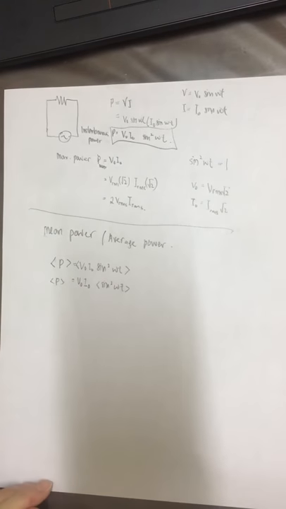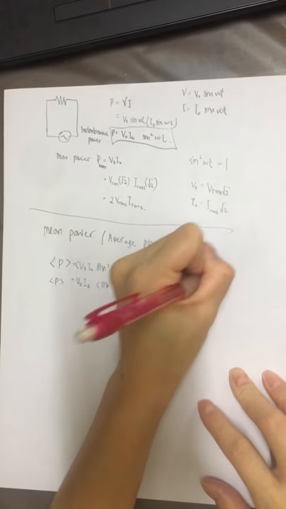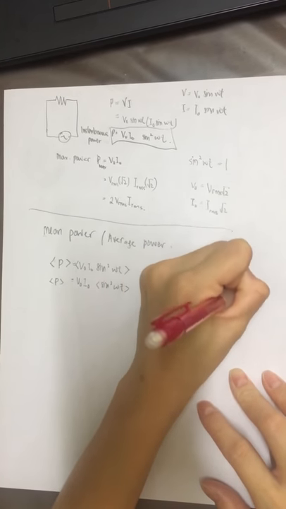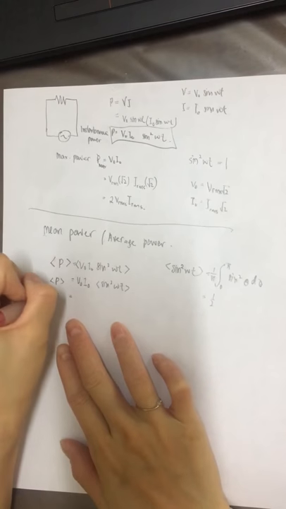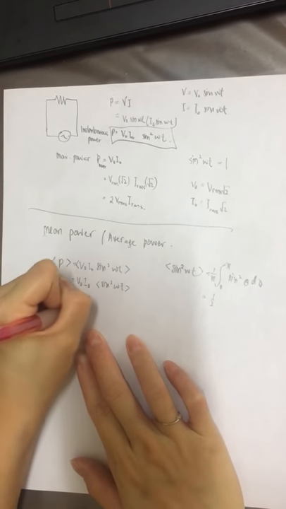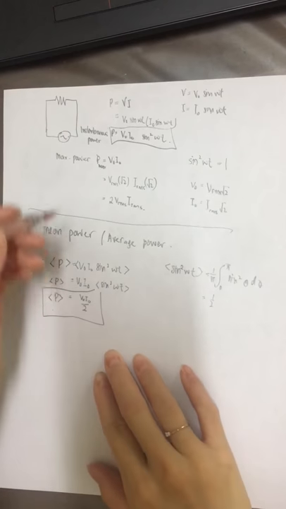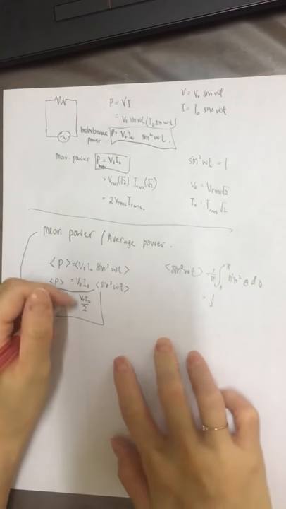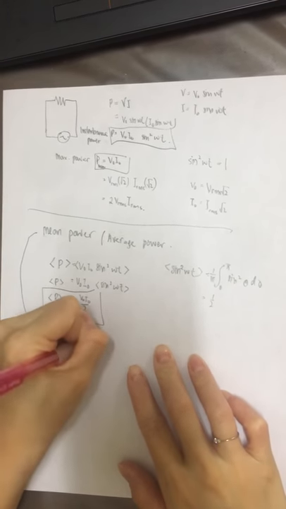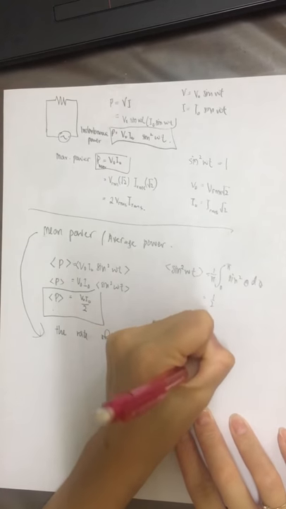From the previous lesson, you know that the mean of sine squared omega t is the integration from 0 to pi of 1 over pi sine squared theta d theta. I won't explain this one. This one you will get as 1 over 2. So in other words, your mean power will be equal to V0 I0 over 2. Okay, so this is your mean power for AC through a pure resistor. The mean power here is also called the rate of heat dissipation in the resistor.